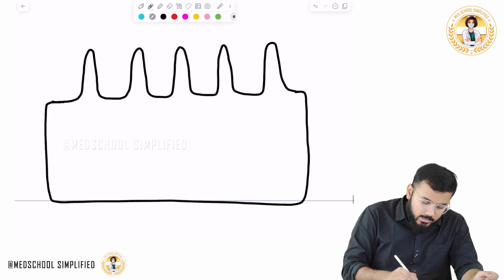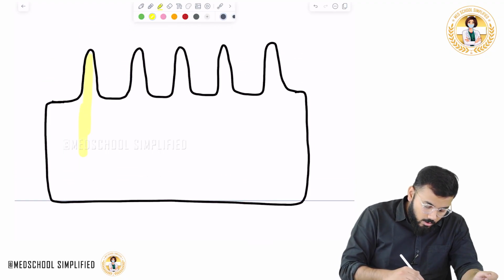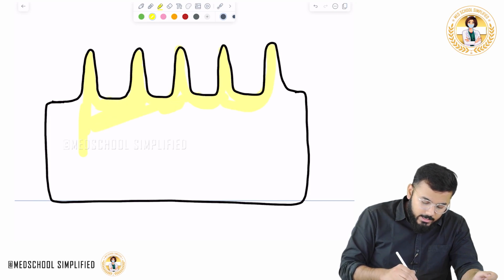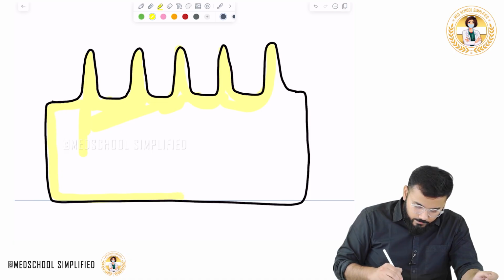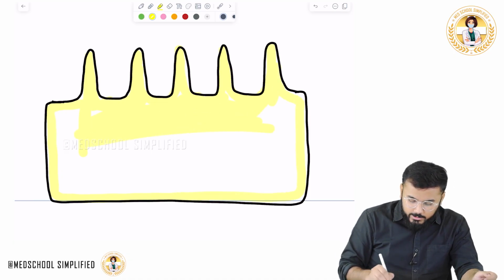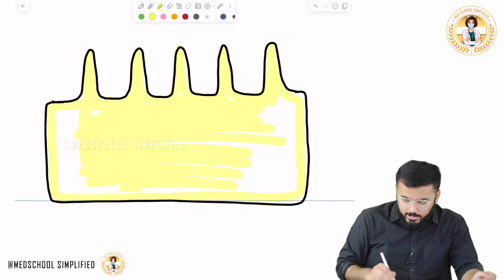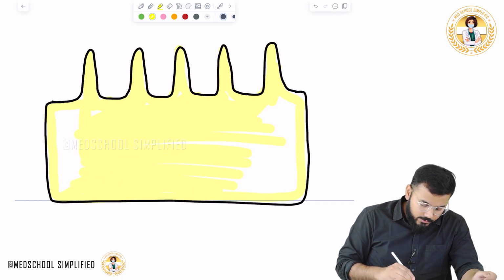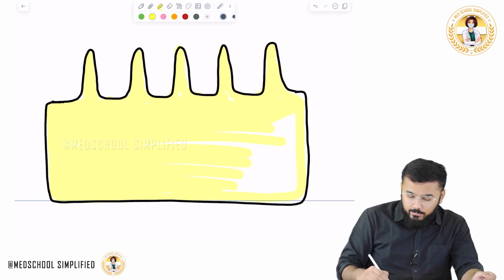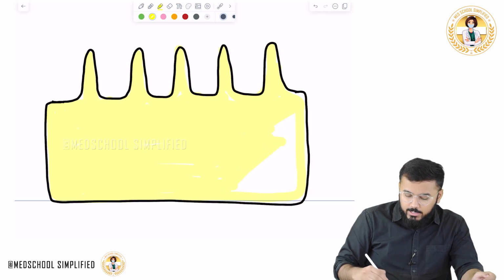Right, now this part which I have just drawn in front of you is your cerebral cortex, and these are all your gyri and sulci. And this yellow color thing which I am drawing right now is completely what? This completely is your white matter. This yellow color shading is completely your white matter.